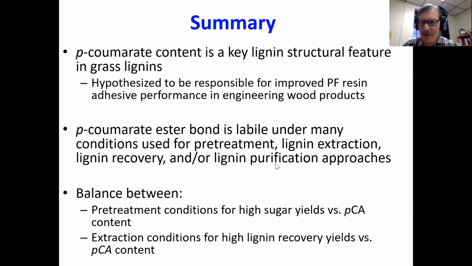So just to highlight what we did, paracumarate is a key structural component of grass lignins that we hypothesize is responsible for improved resin performance. The ester bond is labile during pretreatments, and we developed a better understanding of how these things process during pretreatments.